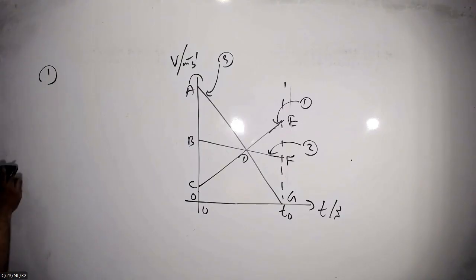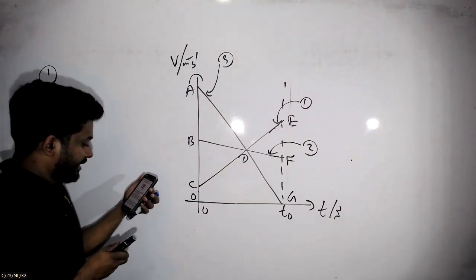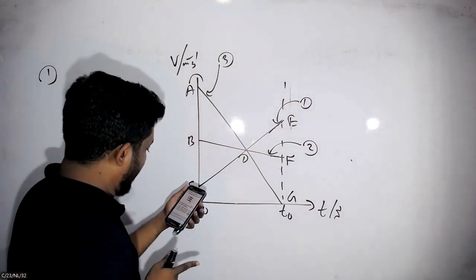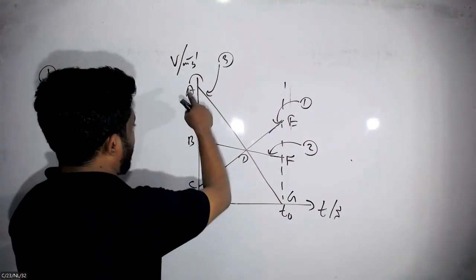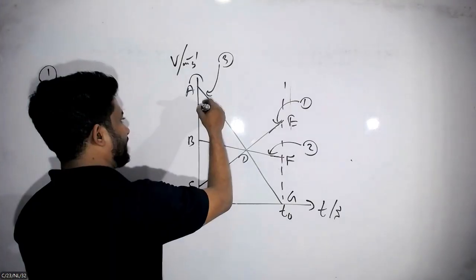Let's see the first condition. According to the first condition, you need to consider the area of the triangle ABD. ABD, area of this triangle.